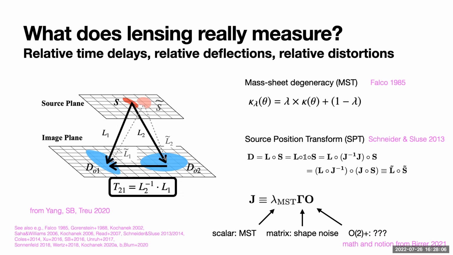The way you can think of it, a bit of math, bear with me. If you have an image D, it is the source, which then gets operated on by the lens, so you distort it. So you operate on the lens.